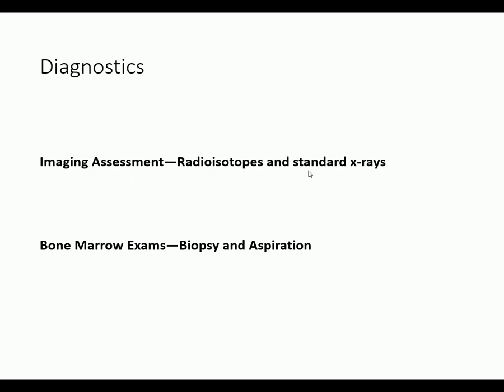They can use a standard x-ray to diagnose some problems like multiple myeloma, which can cause a Swiss cheese appearance on a bone x-ray, okay? Otherwise, they're going to use radioisotopes for this. Okay, bone aspiration and biopsies. We're going to talk about those next. They're both invasive procedures. They require sterile technique.